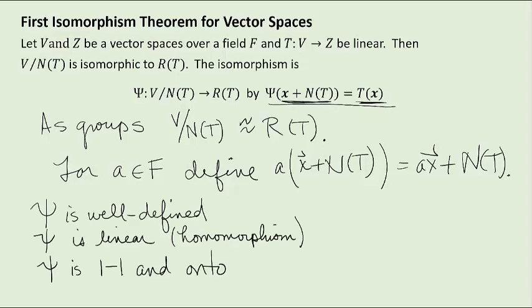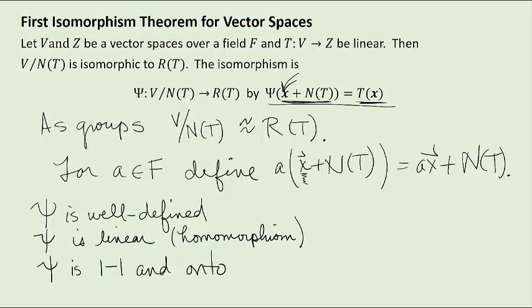Review for a second what we had to prove in group theory. We had to prove that psi is a well-defined mapping. In other words, if we were to use a different representative of the coset, that psi would map the coset to the same image, T of x. We proved that. You can look back in your notes and see.